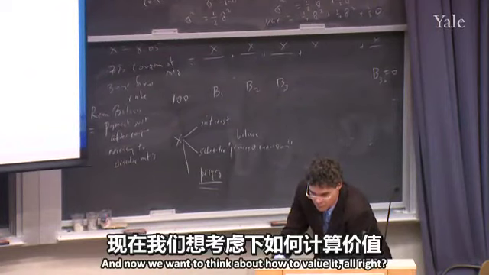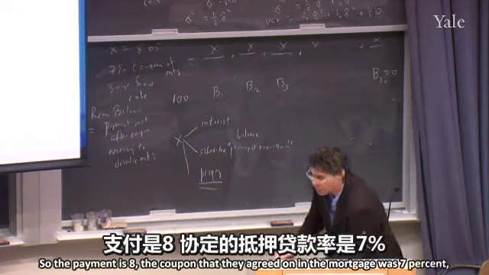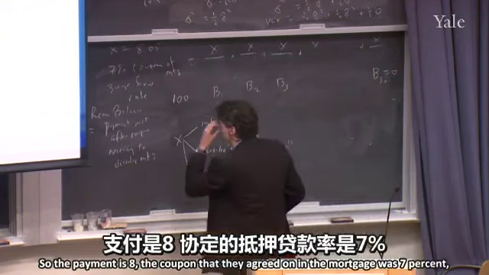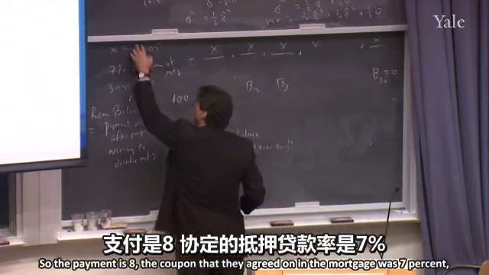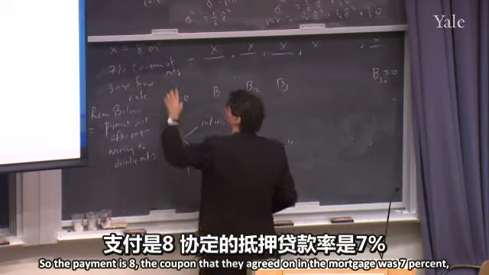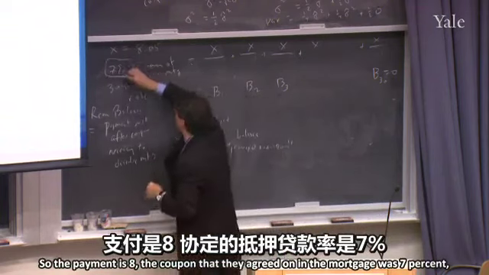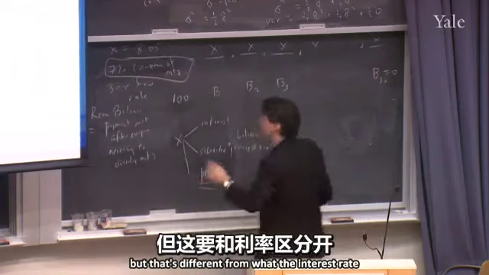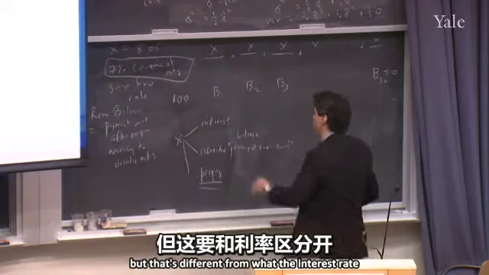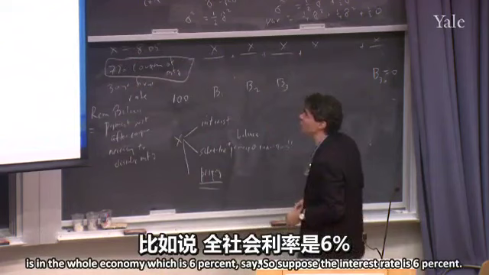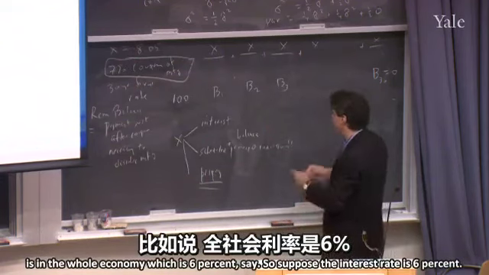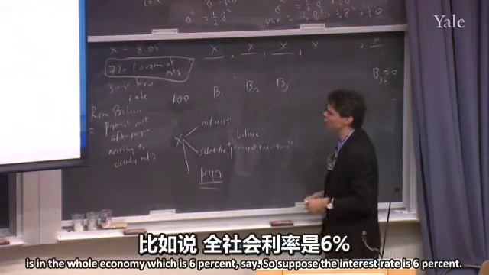Okay, and now we want to think about how to value it. So we've got the payment is 8. The coupon that they agreed on in the mortgage was 7%, but that's different from what the interest rate is in the whole economy, which is 6%, say.